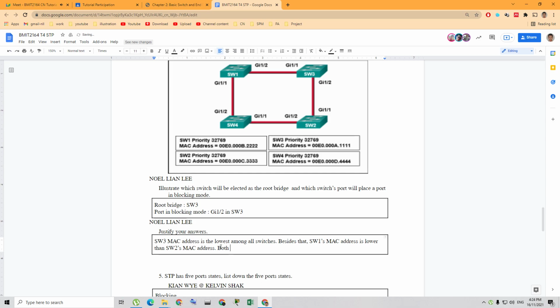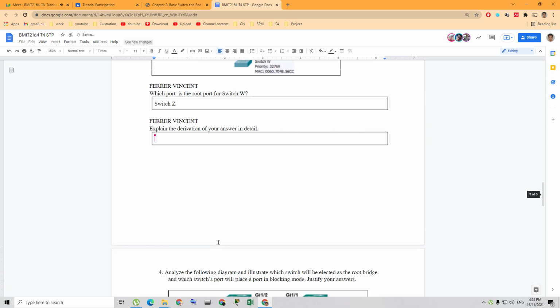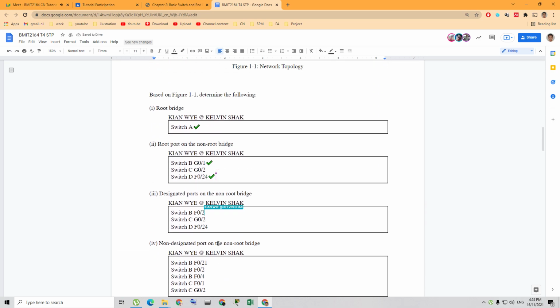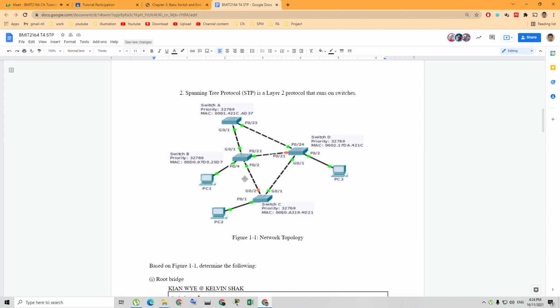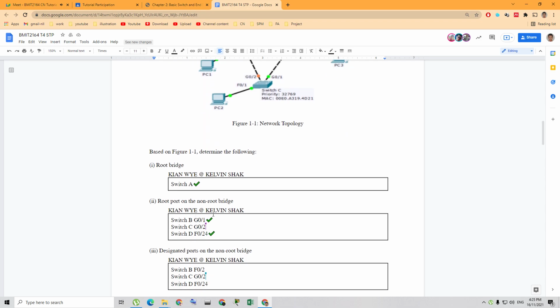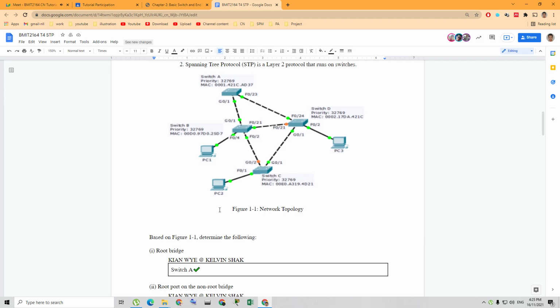Oh, yeah. So switch B, C, and D. That's correct. But for switch C, the port is incorrect, for part 2. I got it wrong. Switch C, the root should be, okay. Oh, yeah. G1.